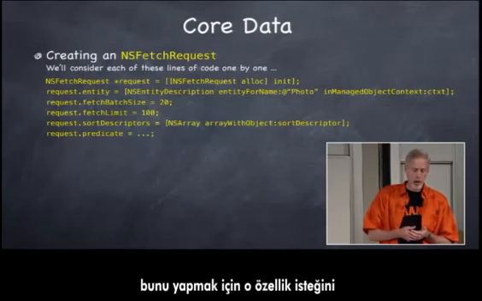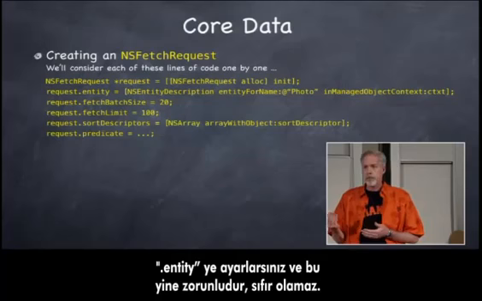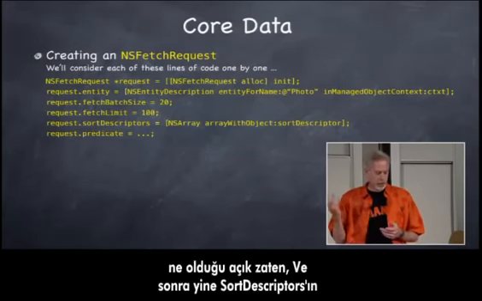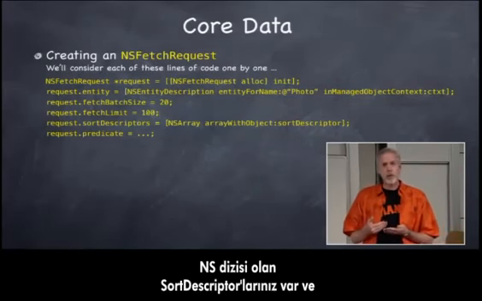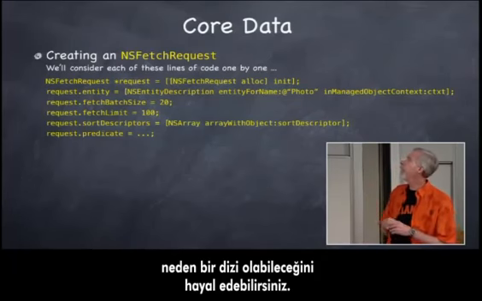And then you set that property request.entity to do that. And again, that's required. Can't be nil. Then you got your batch size, your fetch limit, self-explanatory. And then you got your sort descriptors, which again is an NSArray of sort descriptors. And you can imagine why that might be an array. We'll talk about that in a second. And then you've got your predicate.